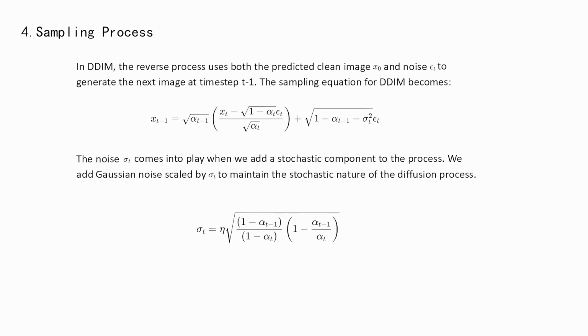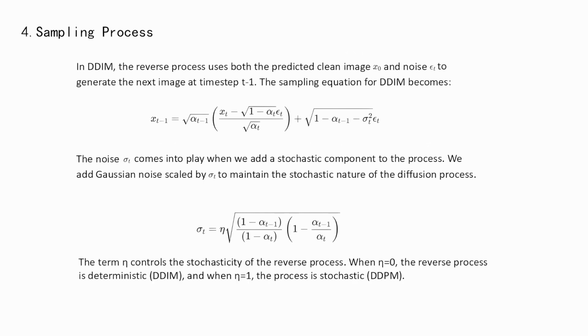The noise sigma t comes into play when we add a stochastic component to the process. We add Gaussian noise scaled by sigma t to maintain the stochastic nature of the diffusion process. The term eta controls the stochasticity of the reverse process. When eta is 0, the reverse process is deterministic DDIM, and when eta is 1, the process is stochastic DDPM.